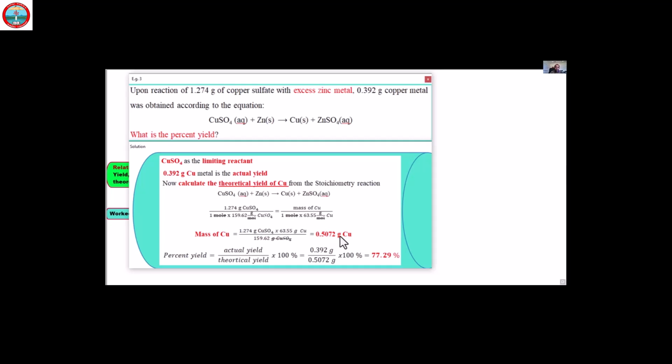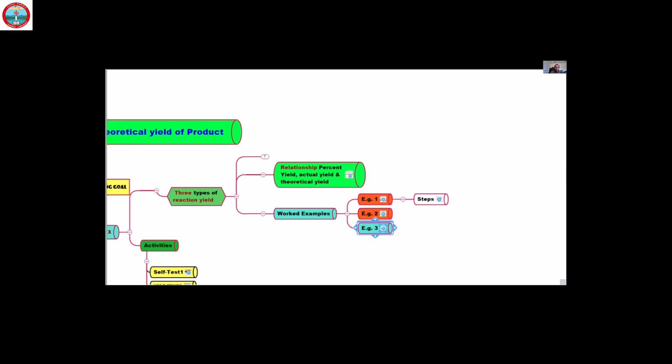Finally, the mass of the copper is 0.5072 grams of copper. That is the theoretical yield of copper that is obtained from the given mass of copper sulfate. And the percentage yield equals the actual yield divided by the theoretical yield. So divide the actual yield of the copper by its theoretical yield, and then finally multiply by 100%. The answer is 77.29%. This is how to calculate the percentage yield.